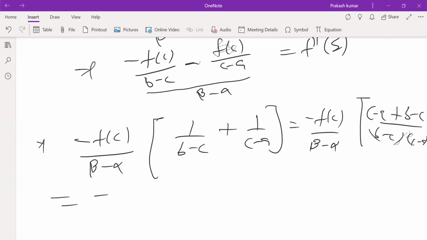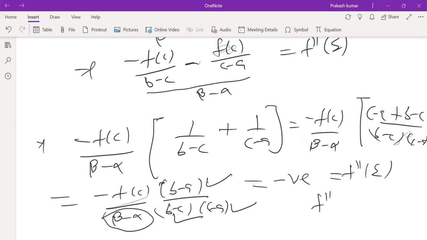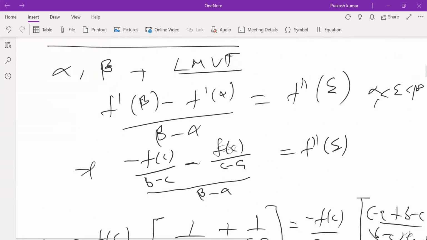This will be your minus of f(c) upon beta minus alpha into b minus a upon b minus c, c minus a. If you see, b minus a is positive, c minus a is positive, b minus c is positive, beta minus alpha is positive, and f(c) is positive. So this whole term will be negative, which is equal to f double dash eta. Therefore f double dash eta is less than 0. This was the proof for this.